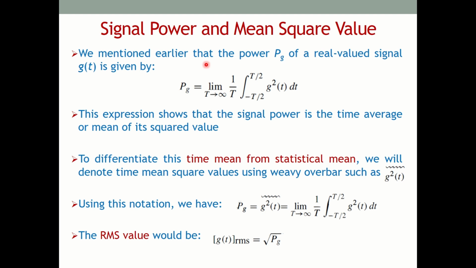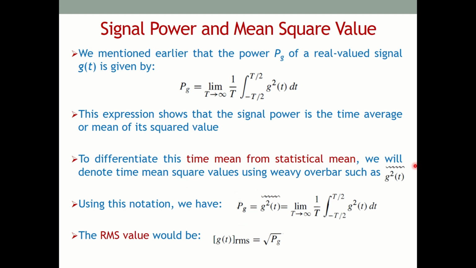So finally, we see signal power and mean square values. How are they defined? We mentioned that power of a signal is equal to this g squared t integrated over one time interval. This expression shows that the signal power is the time average or mean of its squared value. To differentiate this time mean from statistical mean, we will denote time mean square values using a wavy bar. So whenever you see this wavy bar, that means it is representing time mean square.